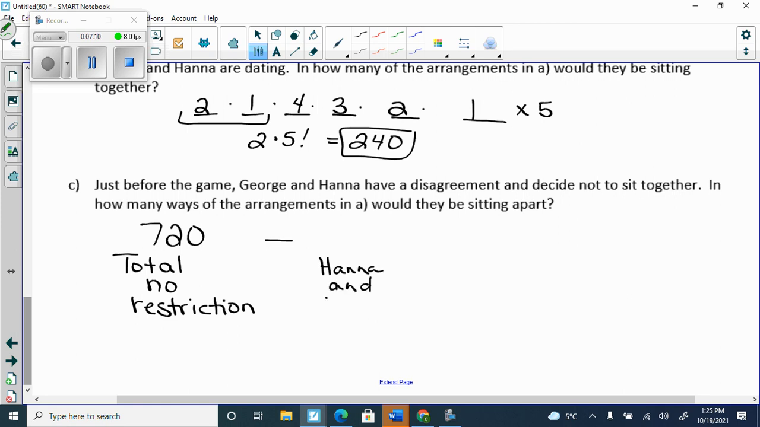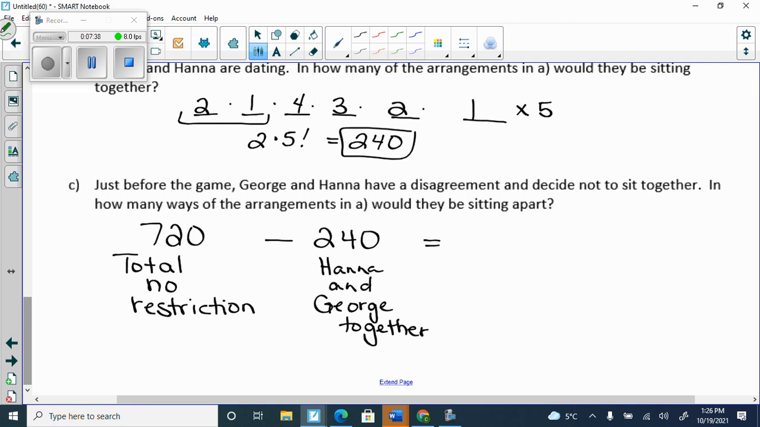Which is how many? Nope. How many are they together? They're together 240. And what's the opposite of together? What's the complement of sitting together? Not sitting together. So if I take all the ways they can sit together and I add up all the ways they can't sit together, I should get how many? 720, because they're complements of each other.